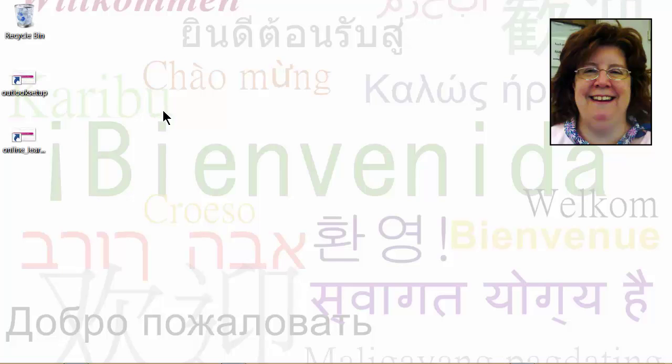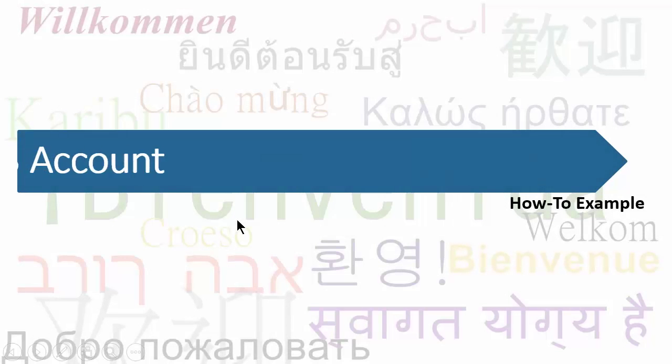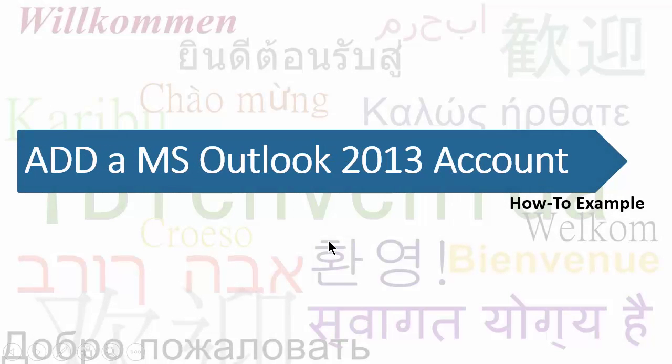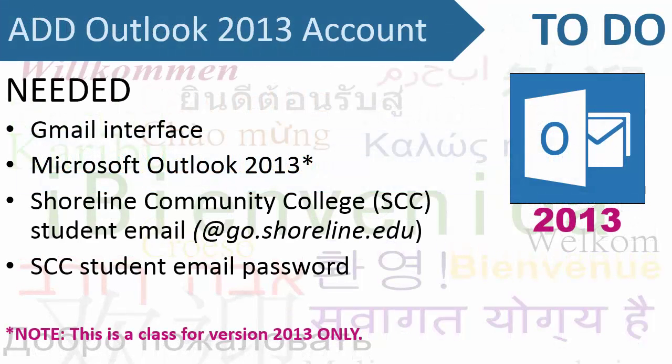Microsoft Outlook 2013 account for use in the Microsoft Outlook class. So I'm going to be running through a PowerPoint presentation I made so that you can read the information and see graphics of what you should expect to see. And then I will also add closed captioning to this for those who are unable to hear what I'm saying. So this is a how-to example, and I'll try to keep it short.